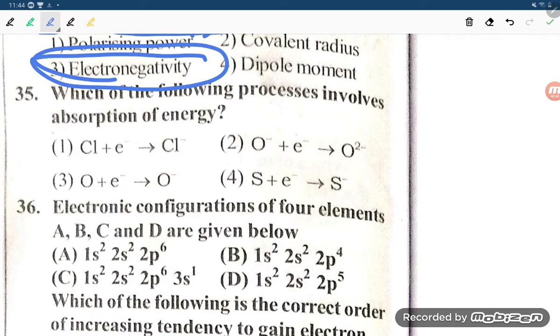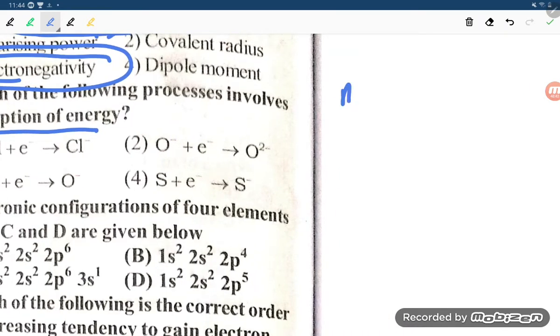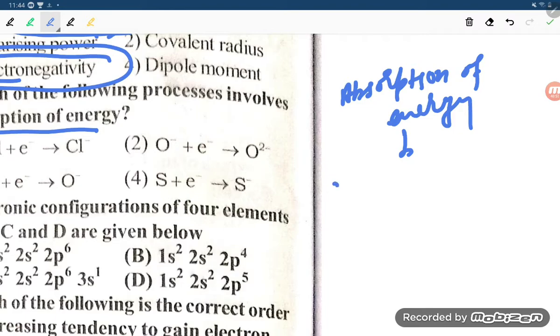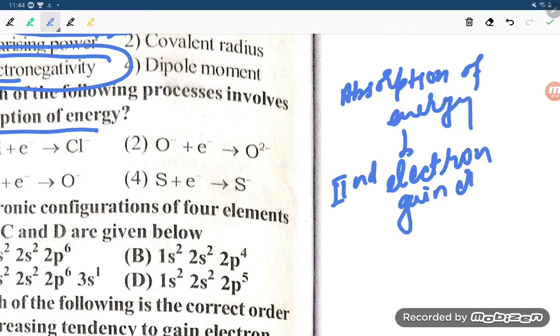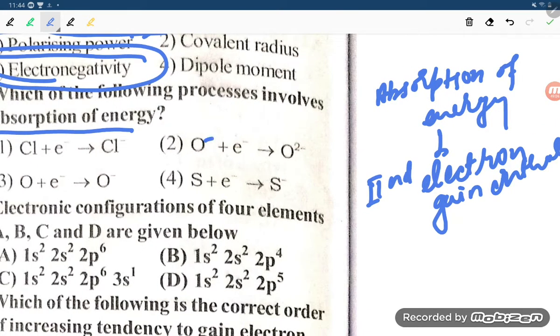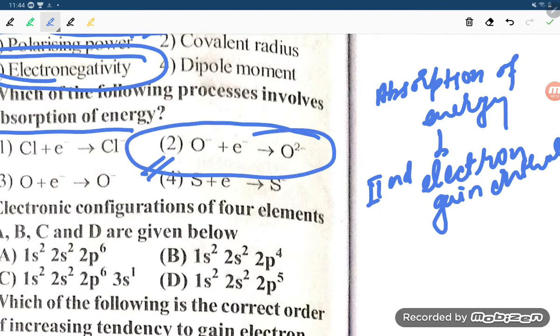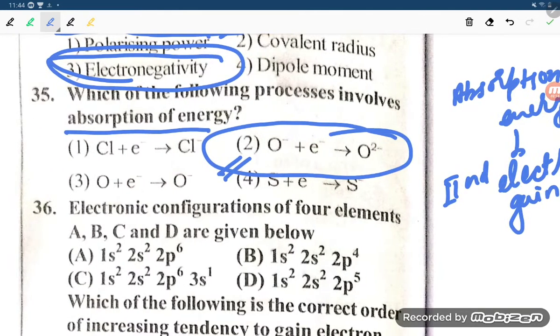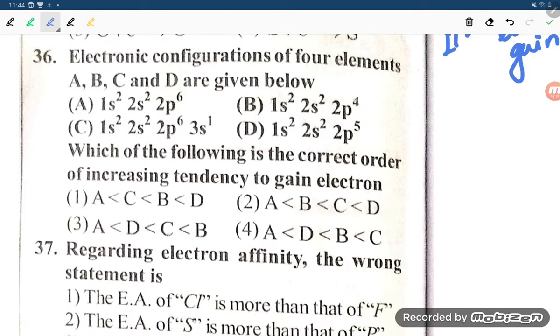Which of the following processes involves absorption of energy? Student, absorption of energy takes place in the second electron gain enthalpy. The first electron gain enthalpy gives O minus, then O minus plus an electron is the second electron gain enthalpy, so this will cause absorption. So the correct option is option number 2. So question 35, option number 2.